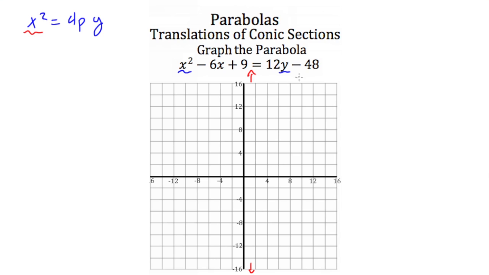Now looking at this equation here, this is not in standard form, but x squared minus 6x plus 9, I can factor this. It's a perfect square, so I can write this as (x minus 3) squared.